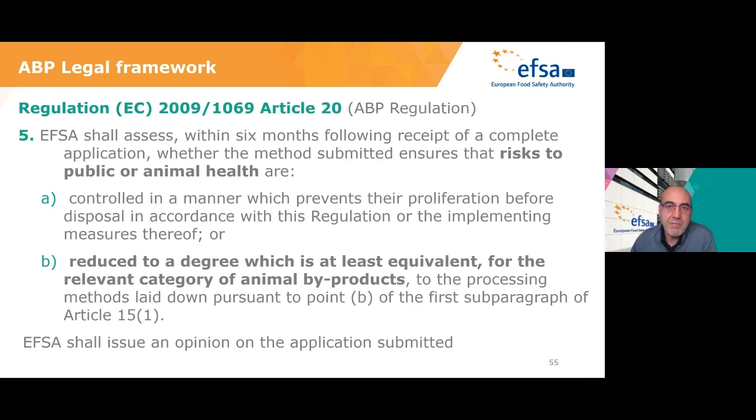And during that period, EFSA should assess whether the alternative method ensures that the risk to public or animal health is either controlled in a manner that prevents proliferation before disposal, during the process, during the implementation of the alternative method, or reduced to a degree which is at least equivalent, for the relevant category of animal byproducts, to the processing methods that are approved in the legislation. So a kind of comparative analysis.